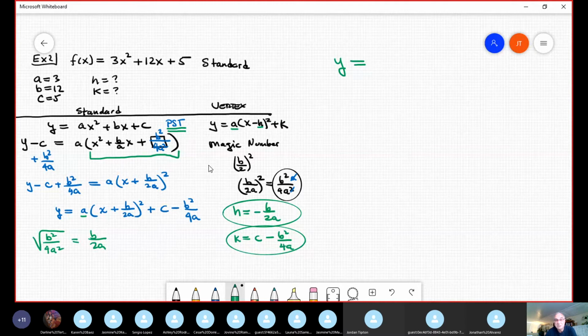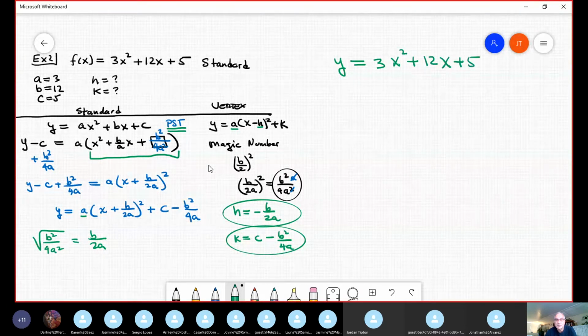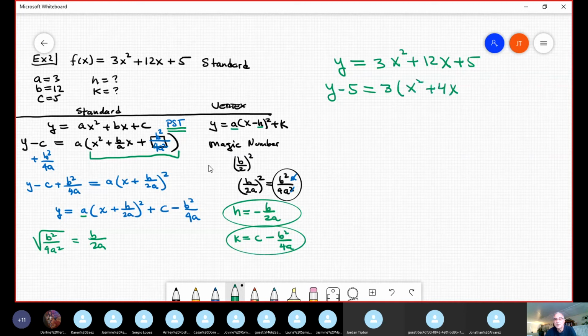Let's see if they match or not. This is 3x squared plus 12x plus 5. The first thing you should do is move 5 to the left, and factor 3 out: 3 times x squared plus 4x plus box. Everyone follow me so far? Well, with numbers maybe it's easy, right?